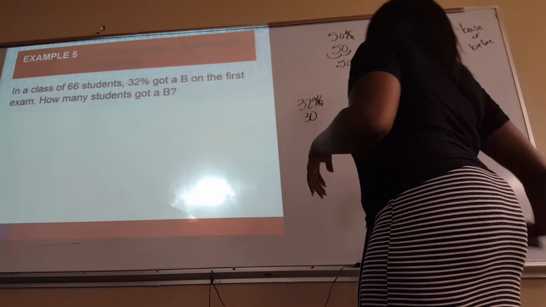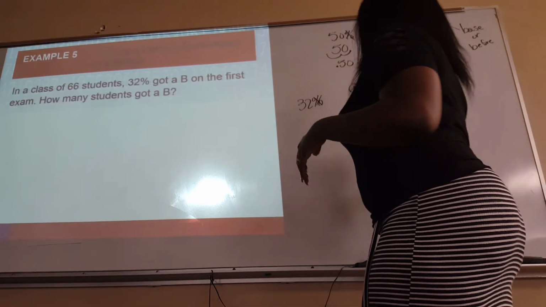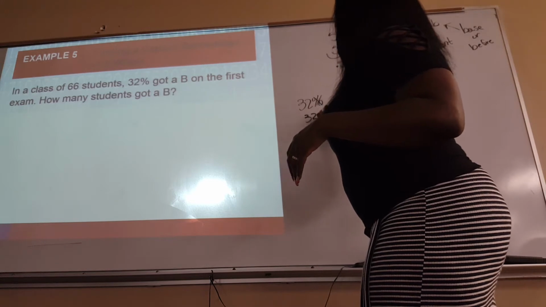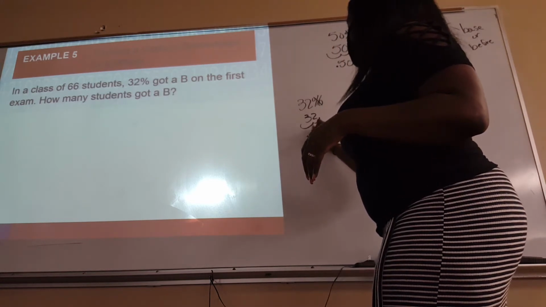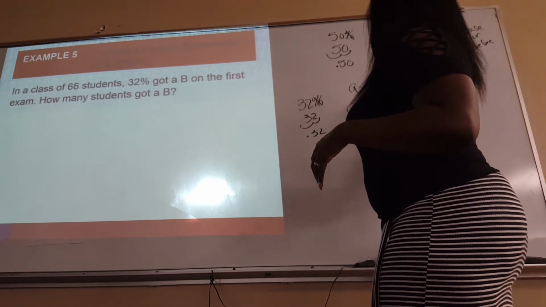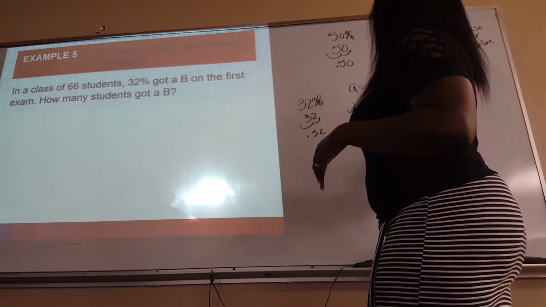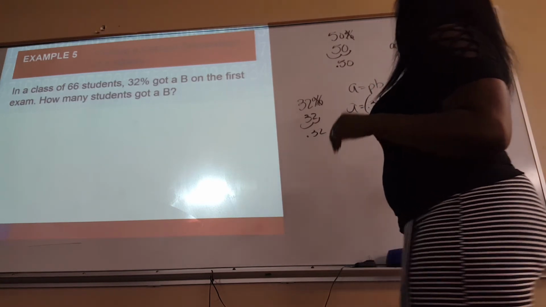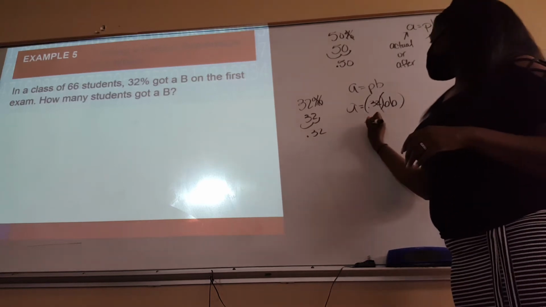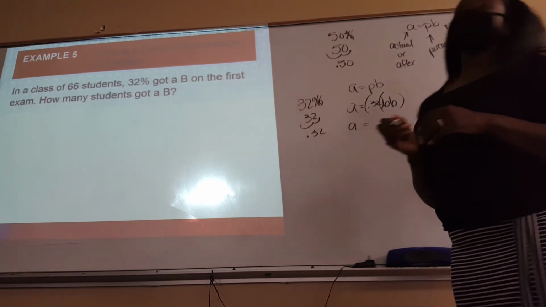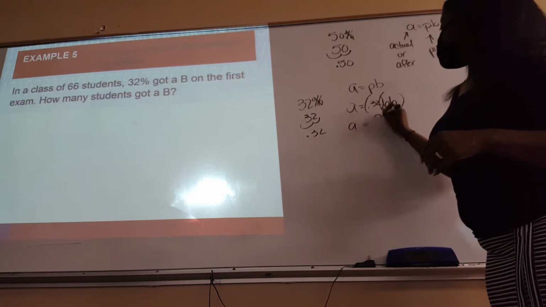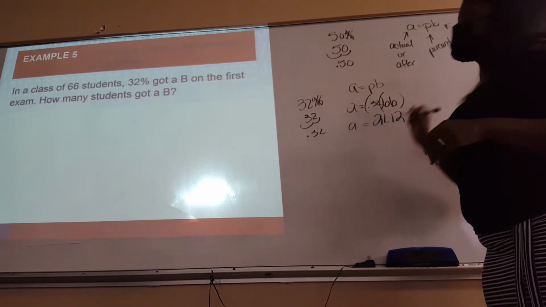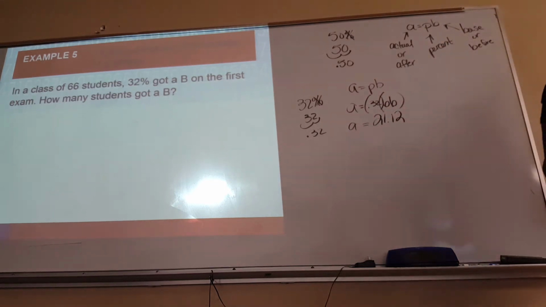I put 30, sorry. Move over twice, so we got 0.32. So A is equal to 0.32 times 66. So if we multiply 0.32 times 66, we get 21.12. So that means we can't have 0.12 of a student. That might be an arm, a leg, or something. So we have 21 students that received the B.